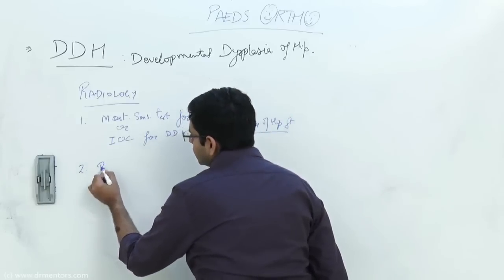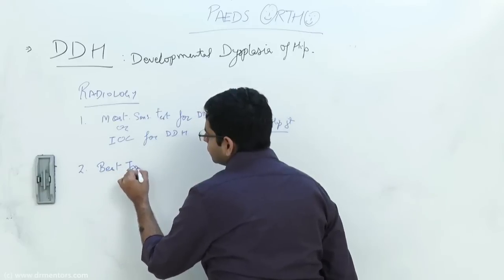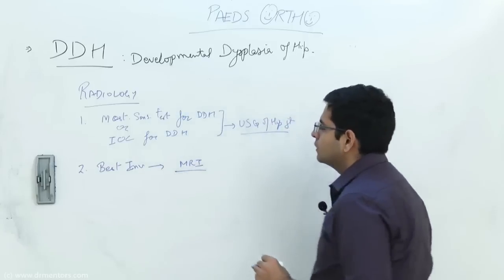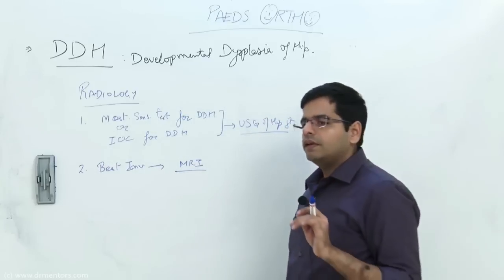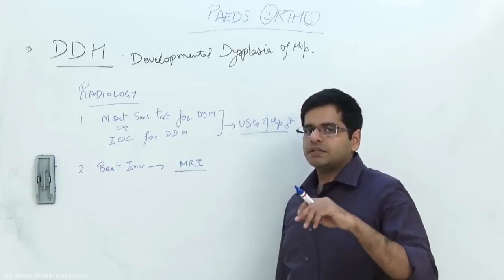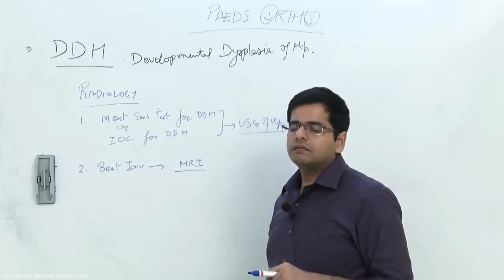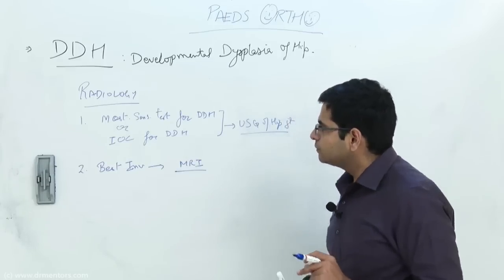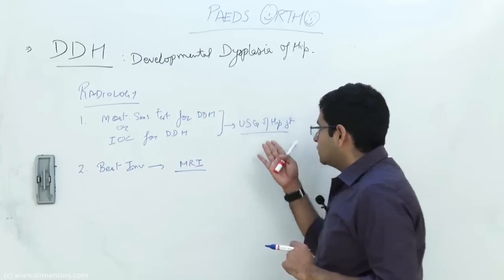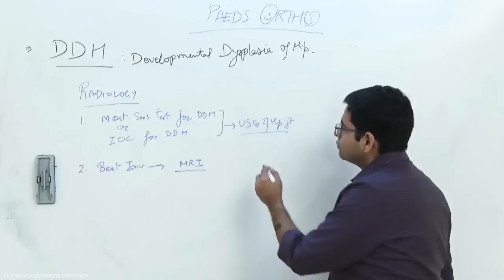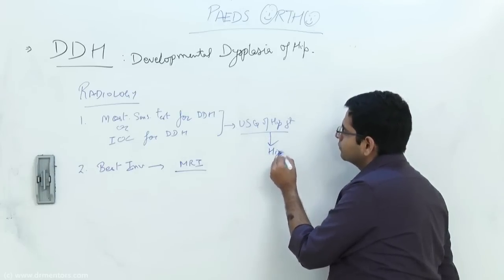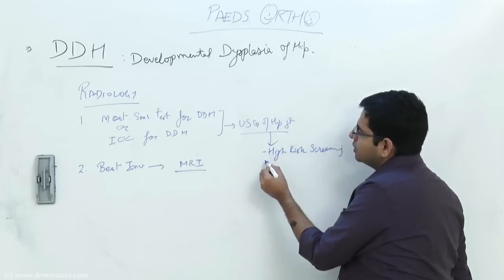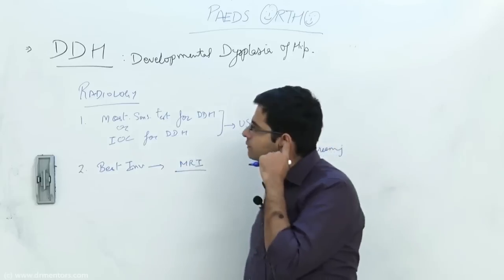But then they can ask what is the best investigation. The best investigation is MRI. As I've already told you, whenever they ask you anything in orthopedics, what is best, just mark MRI without thinking, wherever you are stuck. In fact, ultrasound is used for high risk screening. And there is a classification based on ultrasound. You don't need to go into detail of that.